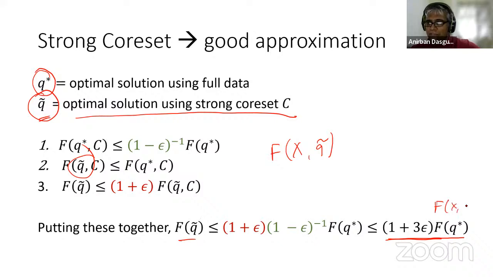I've dropped some notation here. So we are saying that fx q tilde is less than 1 plus 3 epsilon fx q star, which is pretty nice, because epsilon is a user control parameter. Basically it's saying that I can go as close to the optimal solution as I want, as long as I'm willing to make my coreset scale correspondingly with epsilon, of course. Epsilon is going to affect the size of the coreset.